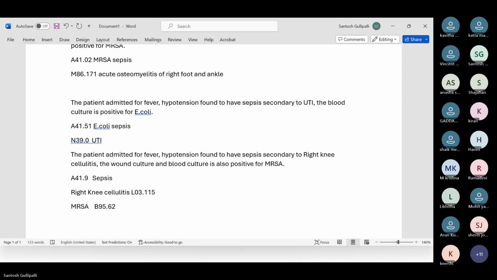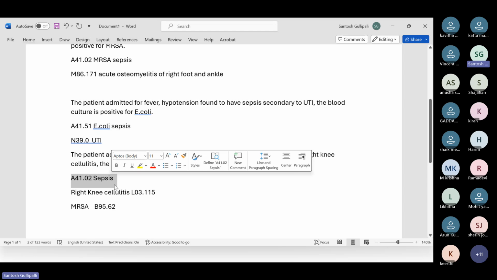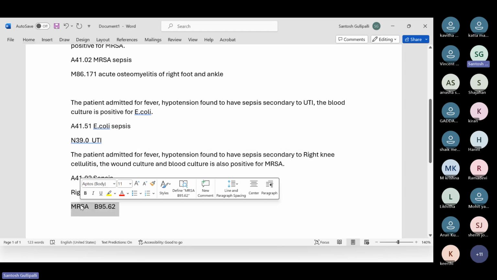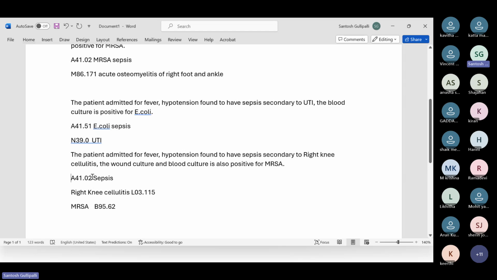Okay. For example, in this scenario, that time you can consider it as MRSA sepsis. The MRSA sepsis code is A41.02. Do not assign unspecified MRSA along with a more specified MRSA infection. So that time do not assign B95.62 separately along with A41.02.